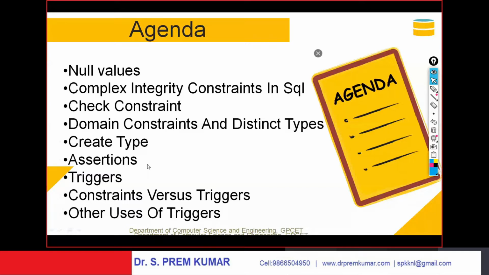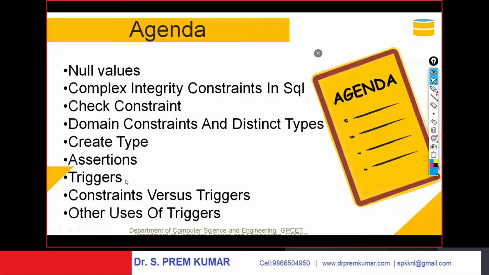We need to have the discussion on all these topics, and today's outcome should be on these null values, complex integrity constraints, check constraints, create assertions, triggers. This should be the outcome of today's class. We are going to learn about these topics in today's class. Now we discuss about null values.